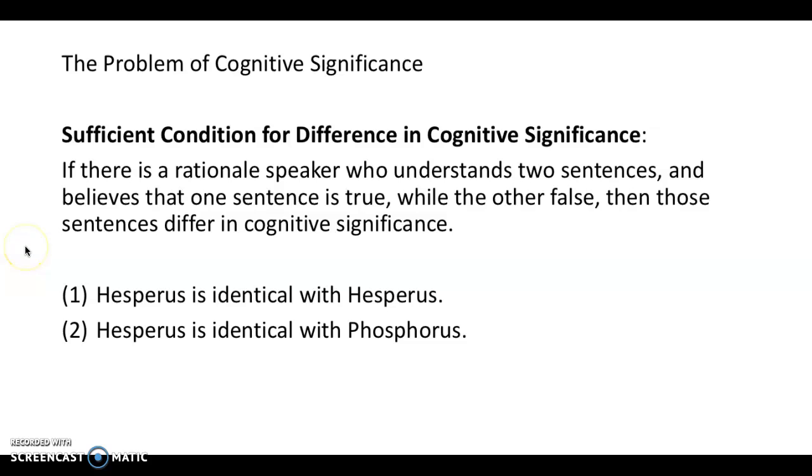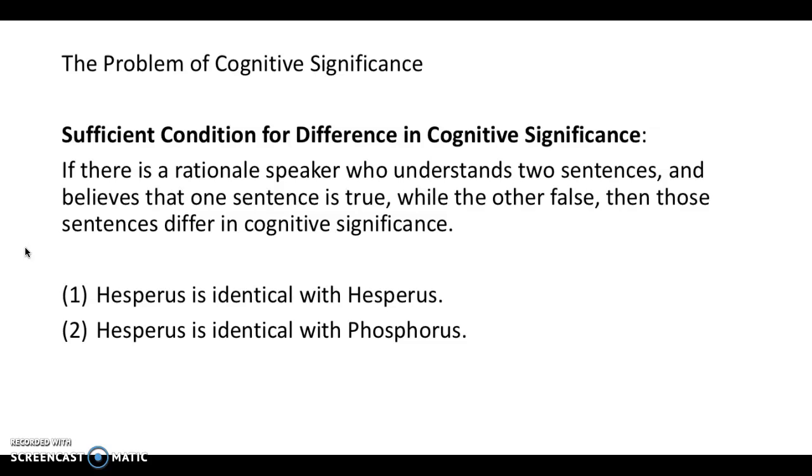So, one objection that neo-Russellians have had to overcome is the objection known as the problem of cognitive significance. Now, the problem of cognitive significance is a problem that was initially presented by Frege and Russell. And so we've seen variations of this with the problem of identity statements and the problem of propositional attitude ascriptions. So essentially, the problem of cognitive significance stems from the following principle. We'll call this the sufficient conditions for difference in cognitive significance principle.